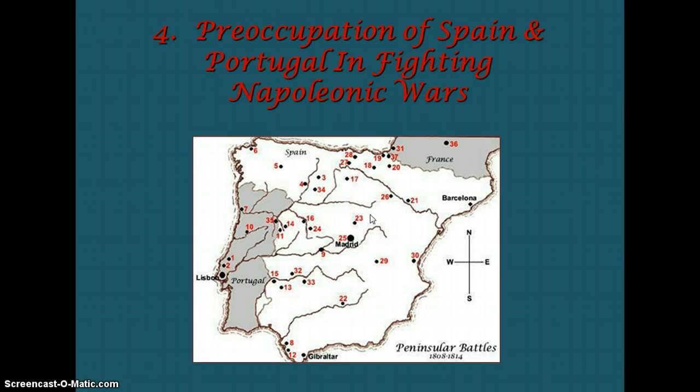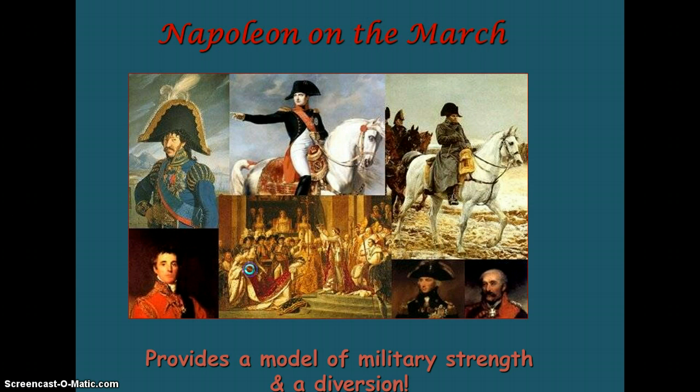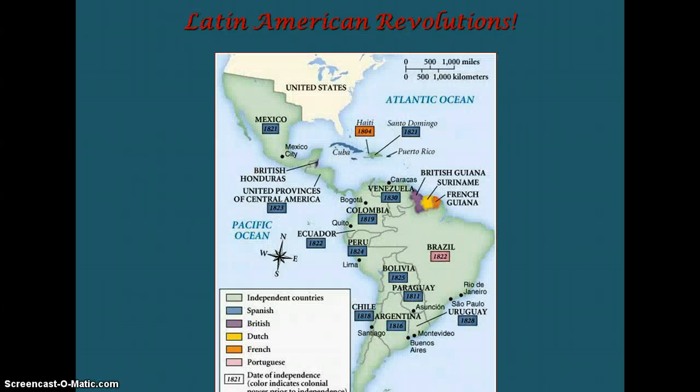The French guerrillas, the Spanish guerrillas were fighting against Napoleon's troops as they were trying to make their way into Portugal because Portugal had violated the continental system. Napoleon, again, is this model of military strength, but he is most definitely also a diversion. The Spanish and Portuguese are involved with him in Europe.